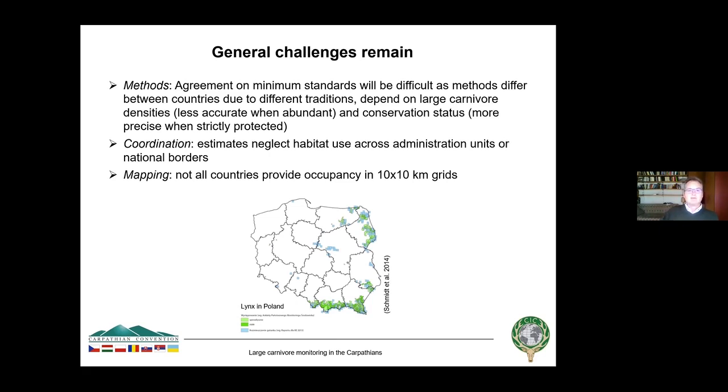However, the countries which are working on improving their methods, like Serbia and Ukraine, are thinking beyond these challenges because they want to get members of the European Union working hard on achieving these minimum criteria for good standards in large carnivore monitoring.